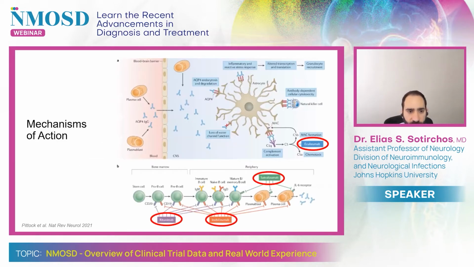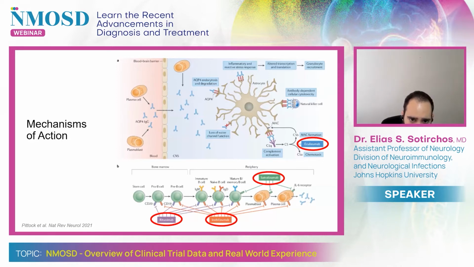I really like this figure from a nice paper from Sean Pittock in a review in Nature Reviews Neurology, in which they demonstrate here very nicely the mechanism of action of the medications used for NMO. And we're going to focus on the newer medications that have been currently approved in the United States, as well as rituximab, which has historically been the most used medication for treatment of neuromyelitis optica.